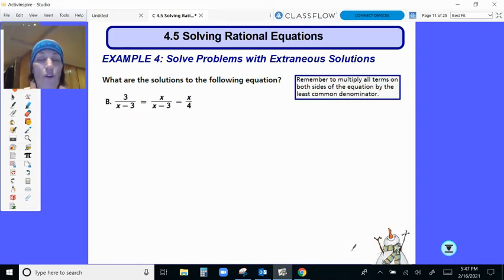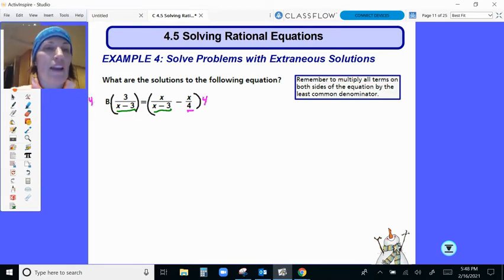All right, let's try one more. You might want to pause this and try to do these on your own. It might be helpful. Okay? So this time we have a least common multiple of x minus 3, and we also have a 4, just a number. So when I multiply these guys here, I want to multiply by a 4 on both sides, and I also want to multiply by that x minus 3. You can see that.